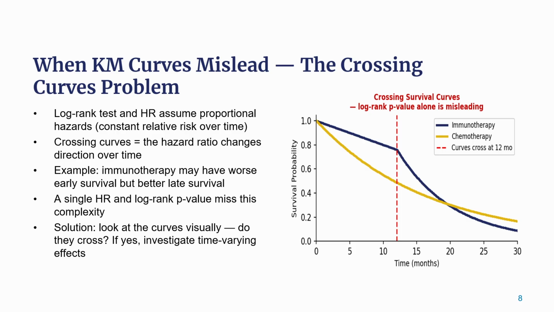If you just look at the overall HR and P value, you might get a non-significant result, missing the fact that immunotherapy has a very real late survival advantage. The practical lesson: always look at the KM curves themselves, not just the statistics. Do the curves cross? If they do, a single HR is not telling the whole story.